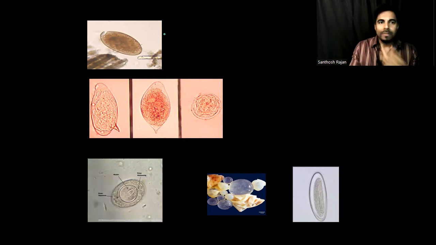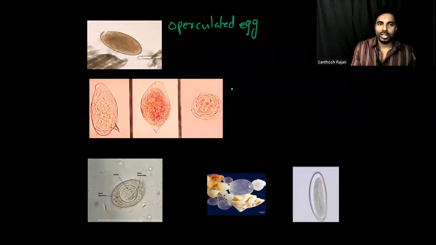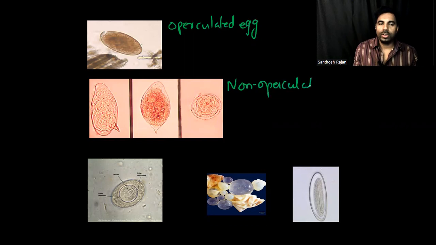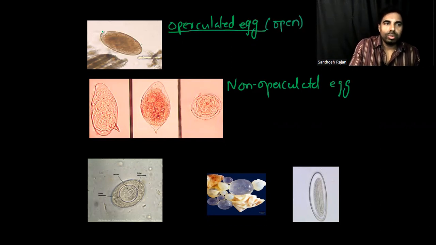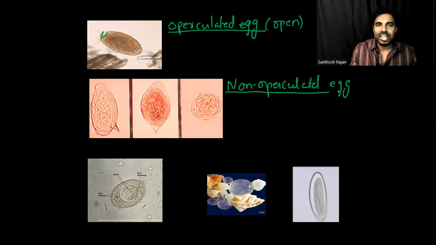The first one. This egg looks like it is open. What do you call this? Operculated eggs. We have operculated eggs and non-operculated eggs. Now see this. Operculated egg means what? Open. It's just simply open. Look at the egg, there's a lid and it is open here, right? Non-operculated means the egg is not open.